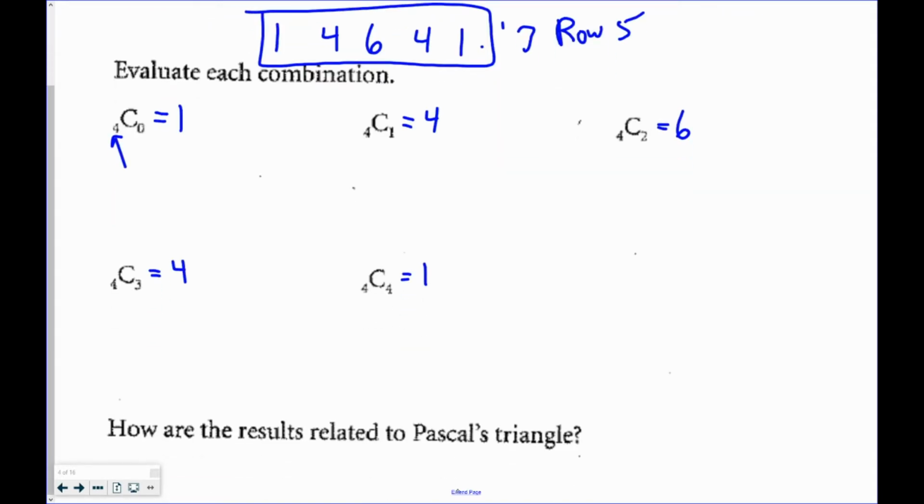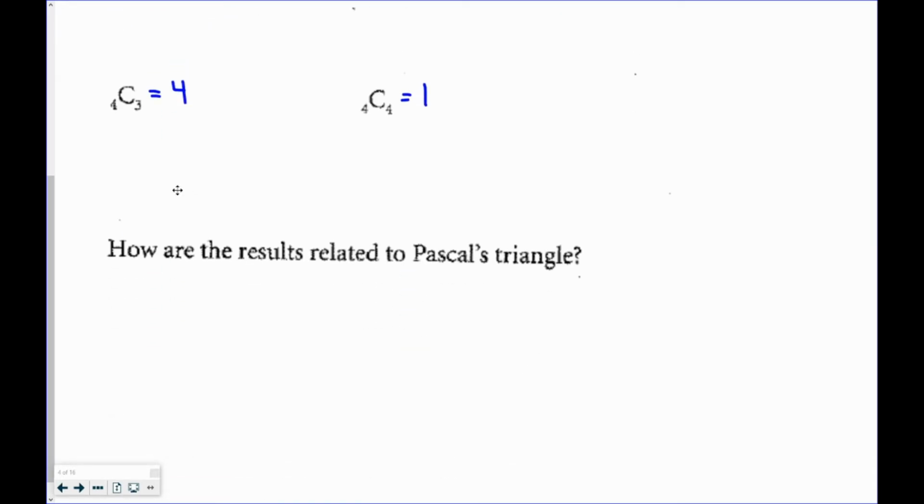So how could we sort of summarize that? Well, this is row 5.